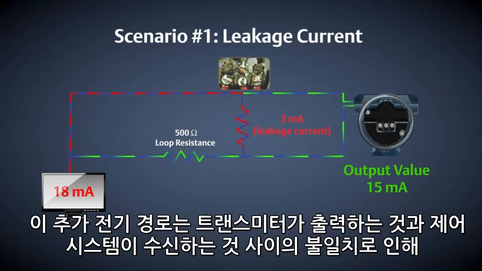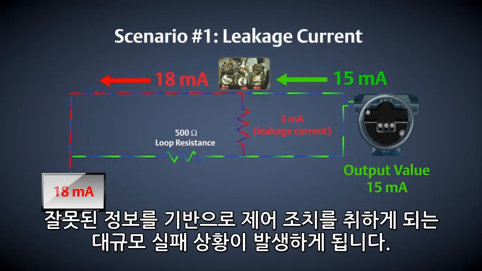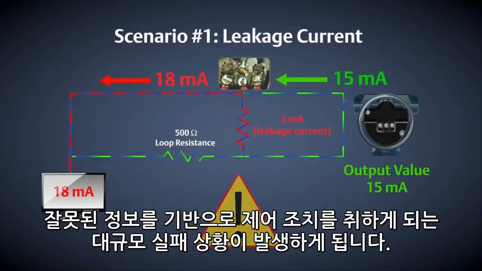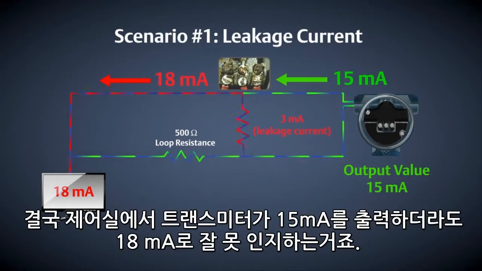This additional electrical path causes there to be a discrepancy between what the transmitter is outputting and what the control system is receiving, resulting in an on-scale failure condition where you could be taking control action on bad information. In this example, the control room is reading 18 milliamps even though the transmitter is outputting 15 milliamps.